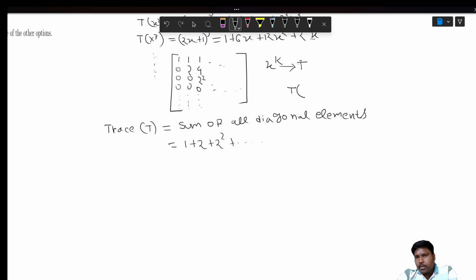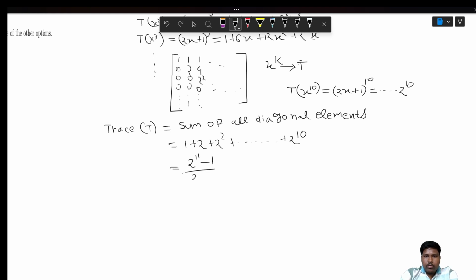बेसिस का last वाला term हम लोग अगर use करेंगे, which is x to the power 10, which can be written as (2x plus 1) to the power 10 according to the given transformation. So इसका last term होगा 2 to the power 10. So the sum will continue up to 2 to the power 10. That means which will give (2 to the power 11 minus 1) by (2 minus 1).